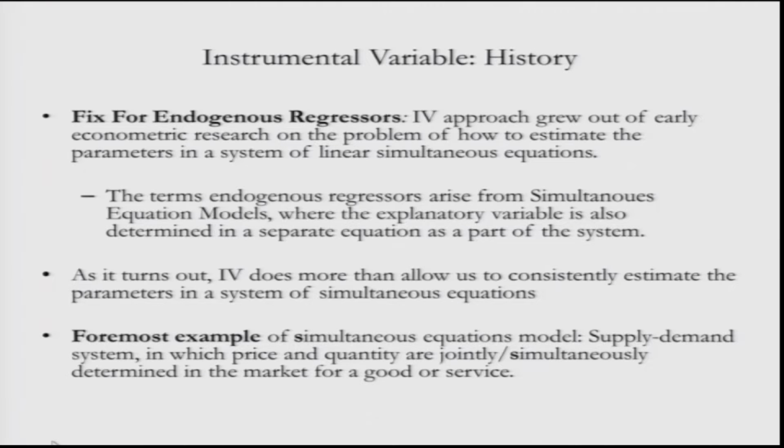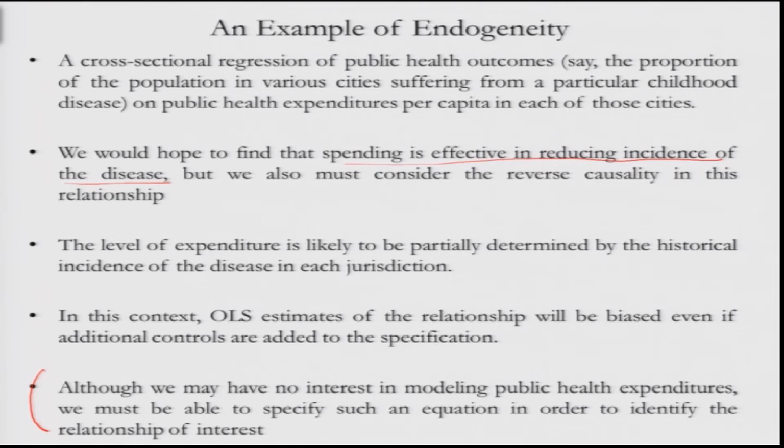So, the term endogenous regressors arises from simultaneous equation models, where the explanatory variable is also determined in a separate equation as a part of the system. Now, let us connect what we learn over here to the last point on the previous slide, that is, we need to model public health expenditures. So, what does this mean? Public health expenditure is actually an explanatory variable when we are looking at the causal relationship from public health expenditures to the incidence of the disease.